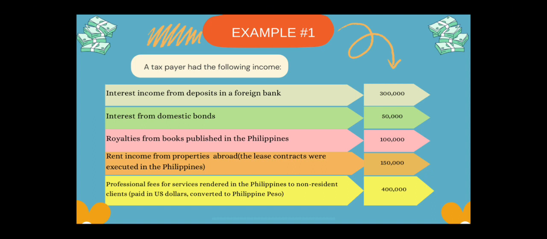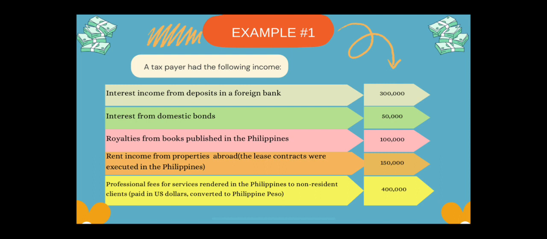Royalties from books published in the Philippines. It represents payments made to authors, writers, or publishers for the use or reproduction of their work. For taxpayers in the Philippines, these royalties are subject to specific tax rules and regulations. So the example of 100,000 is from royalties from books published in the Philippines.